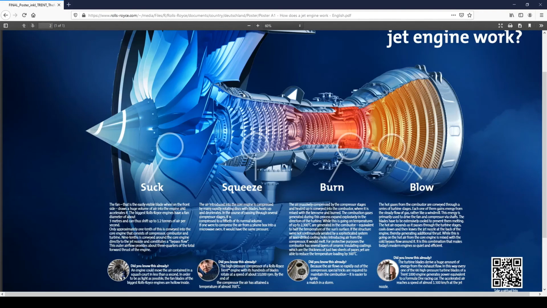But with bleed air, before the air is squeezed together and goes into the combustion chamber, some of it is bled out of this section where it is compressed, and this compressed air is used as bleed air for the bleed air system. So now let's go back to the aircraft.